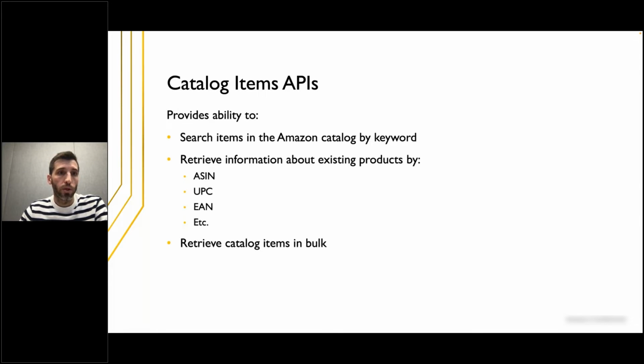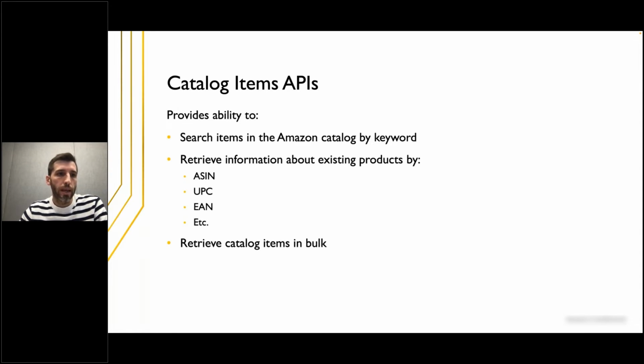The data that you get from this API is compatible with the input to the listings item API. So you will see later how we can just take what the catalog item API offers and put it in the listings API input and have a successful submission without a lot of effort.